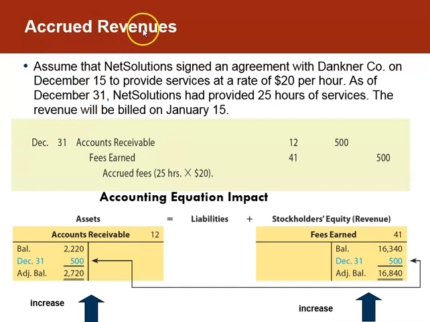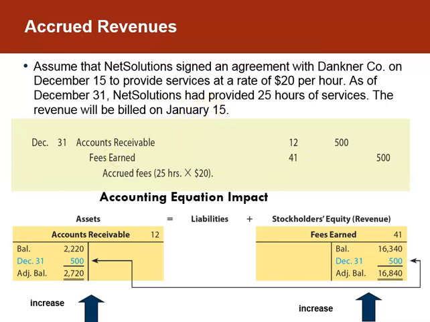The first one that we have is for accrued revenues, okay? And it says, assume that Net Solutions signed an agreement with Dankner Company on December 15th to provide services at a rate of $20 per hour. As of December 31st, Net Solutions had provided 25 hours of services. The actual revenue, this is earned revenue, will be billed the next year on January the 15th.